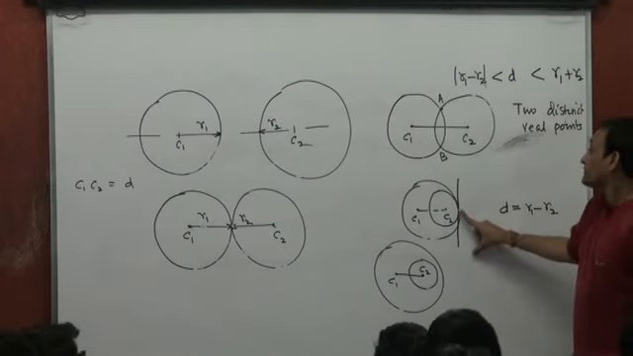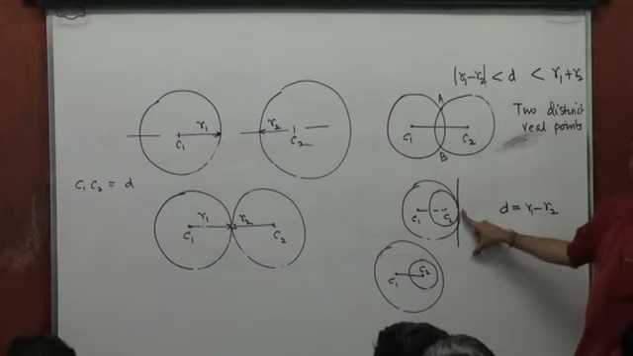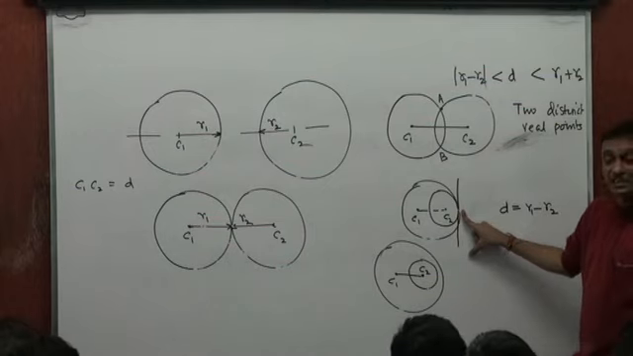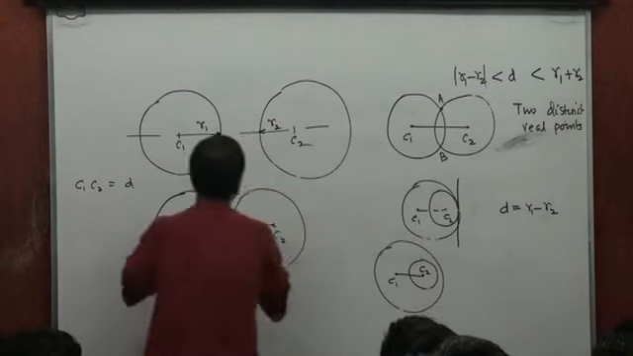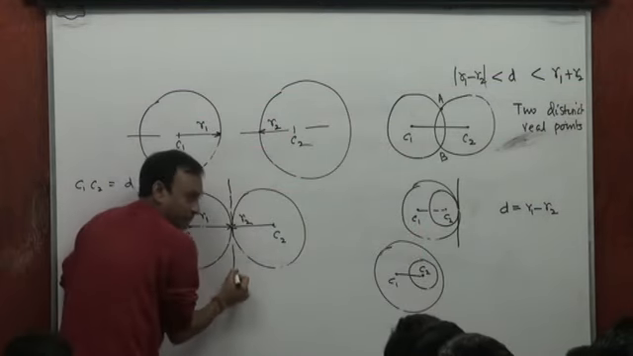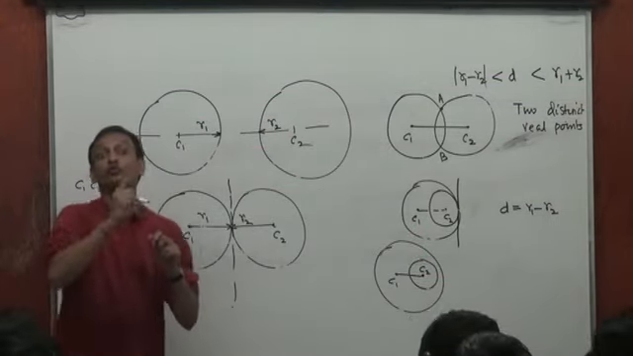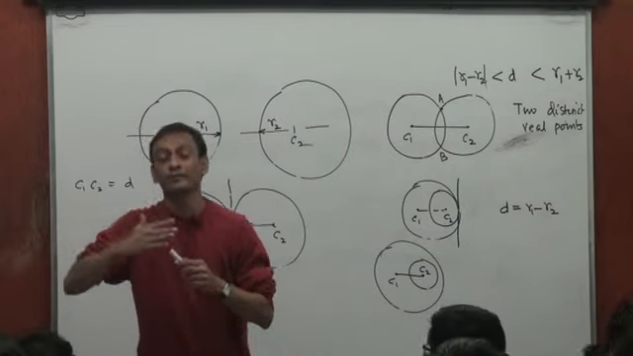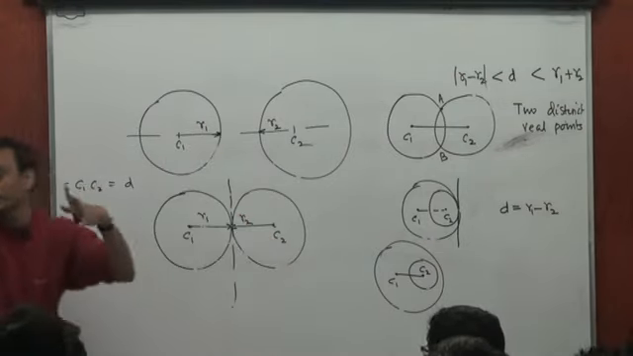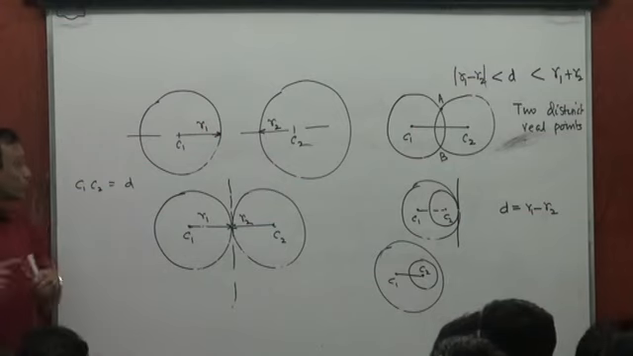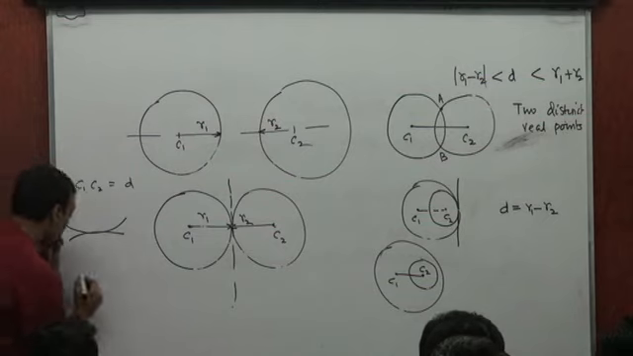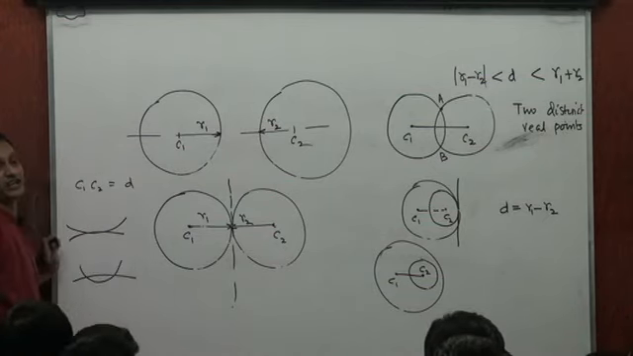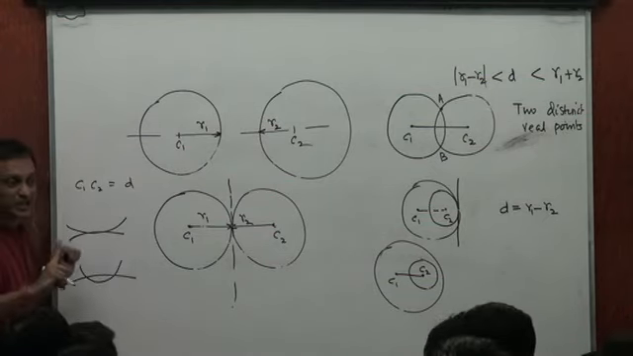In this case, we say the two circles are touching each other internally. They have a common tangent like this. In this case, the two circles touch each other externally. See, again, you have to realize the difference between touching and cutting. These are two different terminologies used in coordinate geometry. This is touching, whereas this is cutting. There is a difference between touching and cutting.